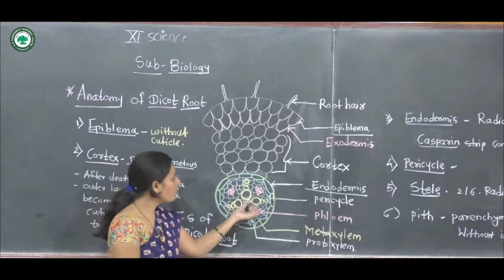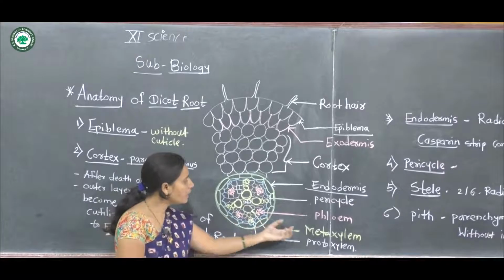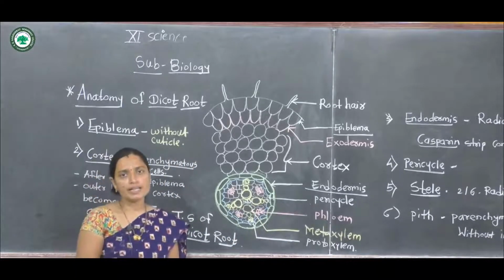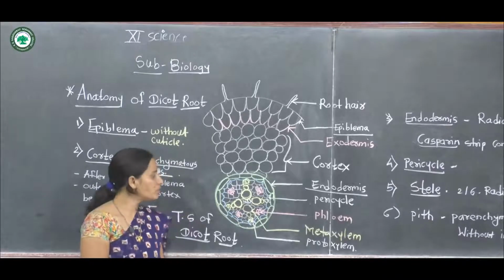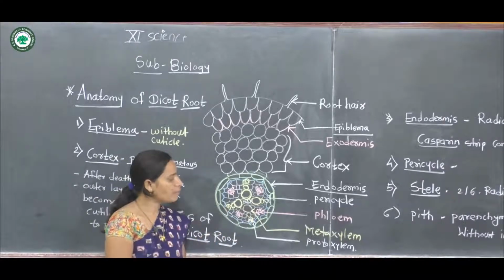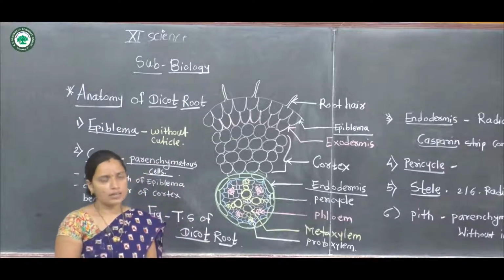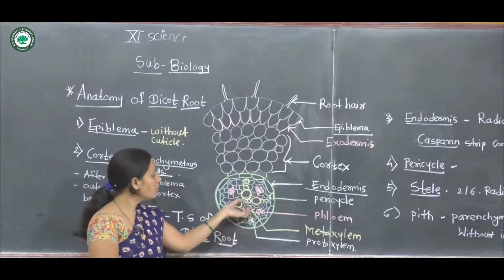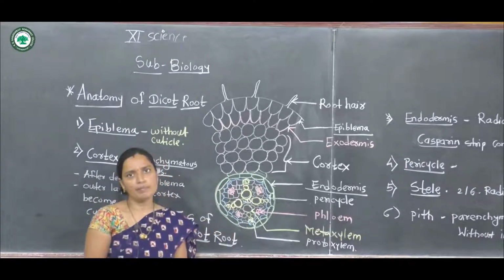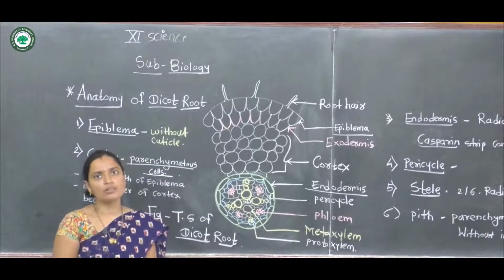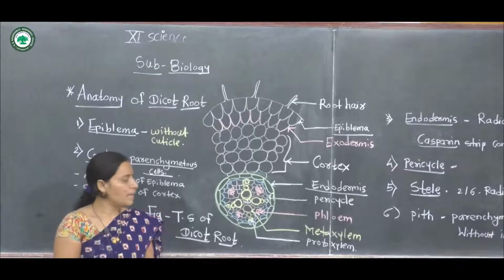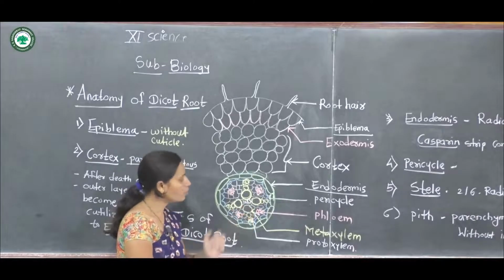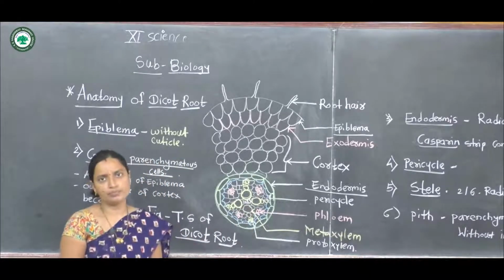Another most important tissue is the metaxylem and protoxylem. The xylem is in an exarch condition, because the metaxylem is present in the center and the protoxylem is in a peripheral arrangement. They are present in the periphery of the metaxylem, and this type of arrangement is called the xylem exarch arrangement. And the meta and protoxylem are present at the center.